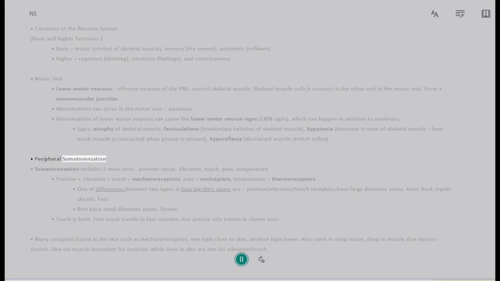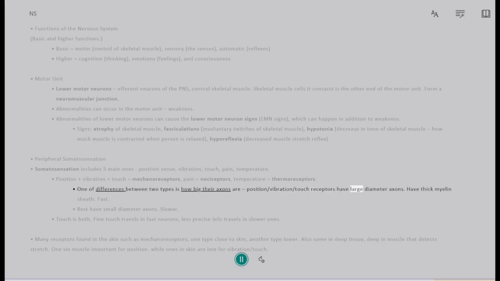Peripheral somatosensation. Somatosensation includes 5 main types: position sense, vibration, touch, pain, temperature. Position plus vibration plus touch equals mechanoreceptors, pain equals nociceptors, temperature equals thermoreceptors. One of the differences between the two types is how big their axons are.